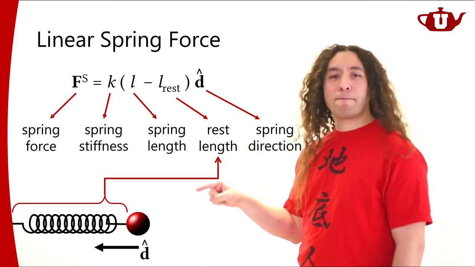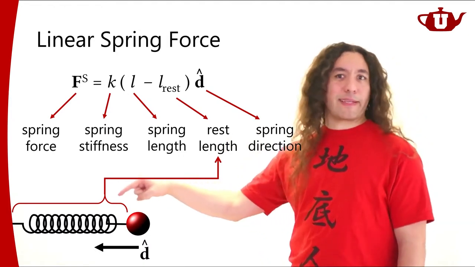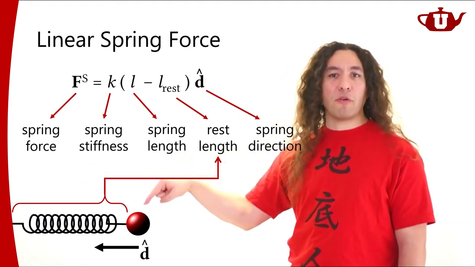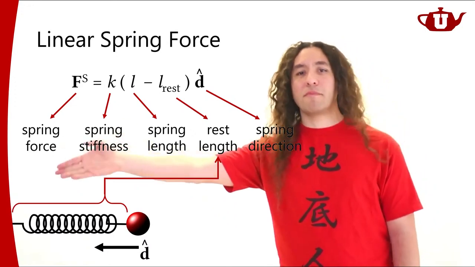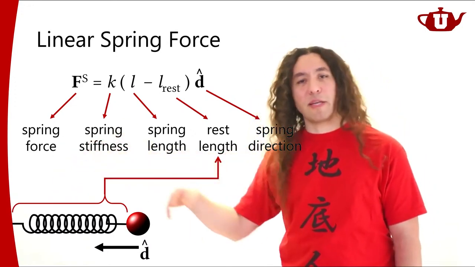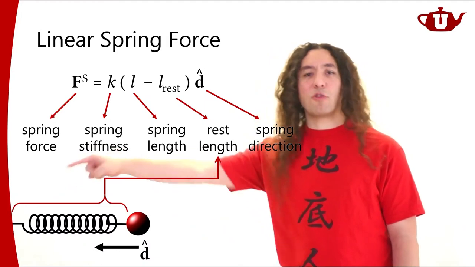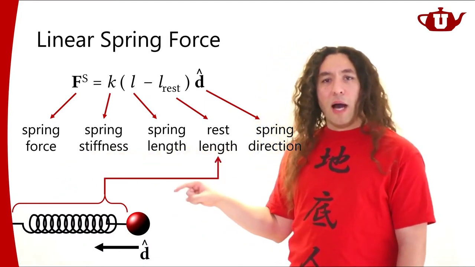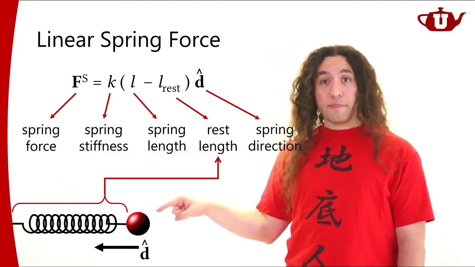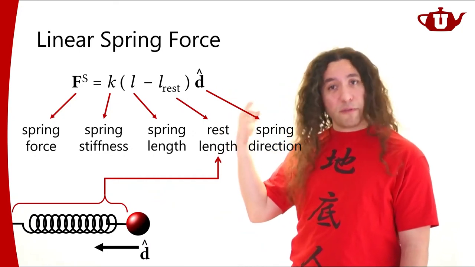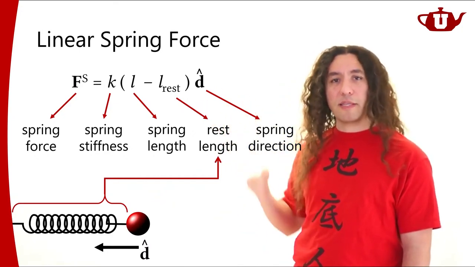So a spring is something, just like a spring, that's attached to our object, and the other end can be fixed or can be attached to some other object. It doesn't really matter. Let's assume that it's fixed for the time being. Now, the spring force for a linear spring can be computed using this formula.